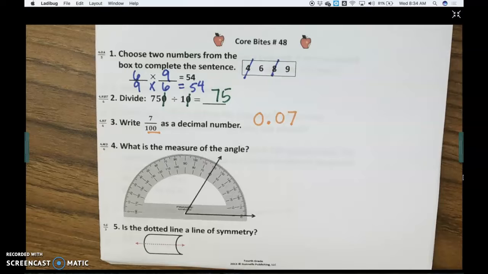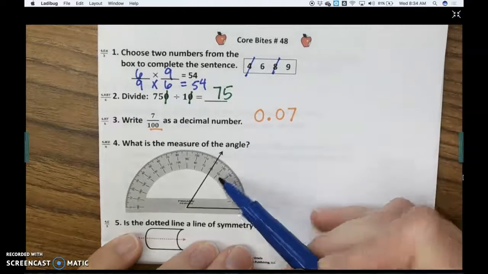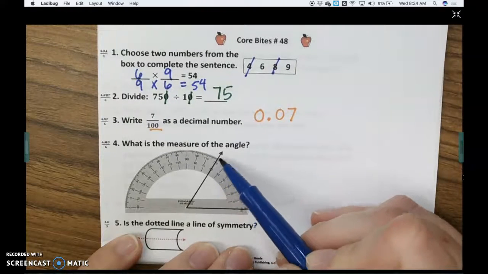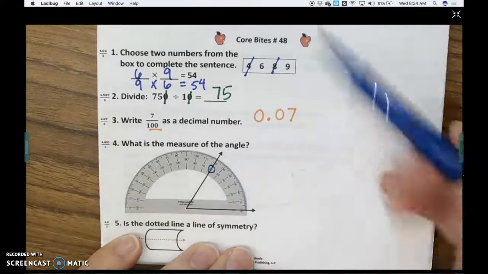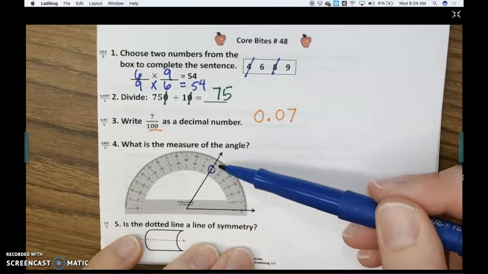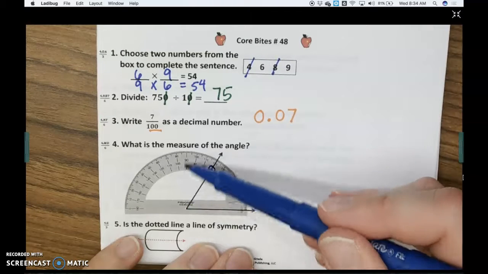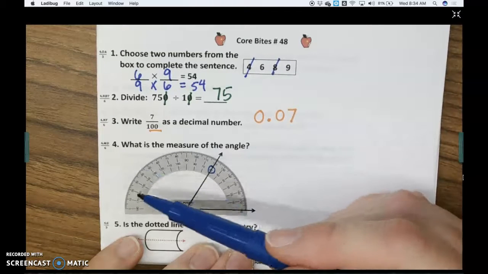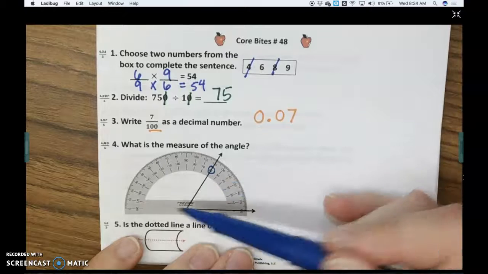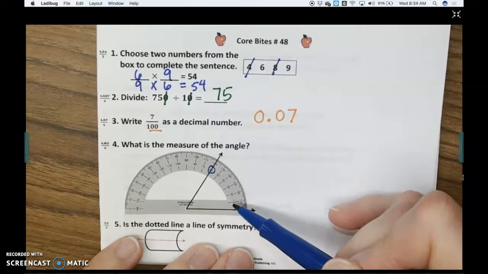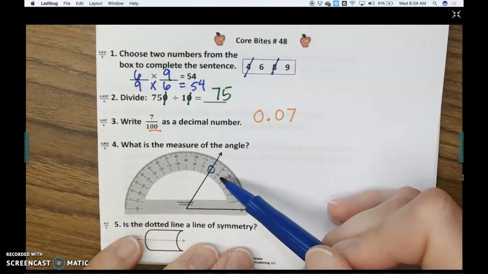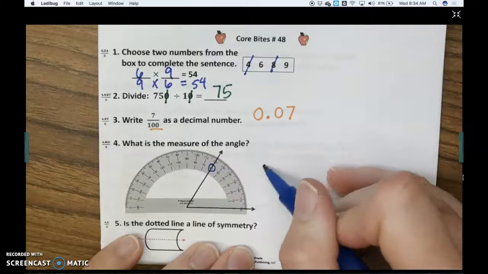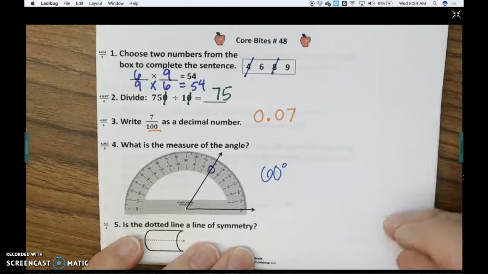For number 4, you've got a protractor. What is the measure of the angle? So if you look really closely, right here, you can see this number. And it's not going to be the top number because the bigger numbers on top are for once you pass 90 going this way, or if your angle started the opposite way. But if you look, 10, 20, 30, 40, 50, 60. So your answer is 60 degrees.